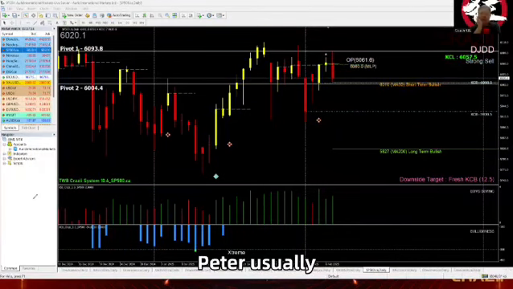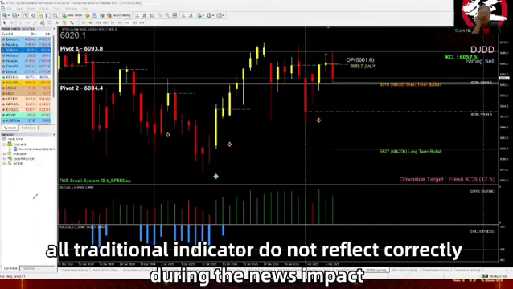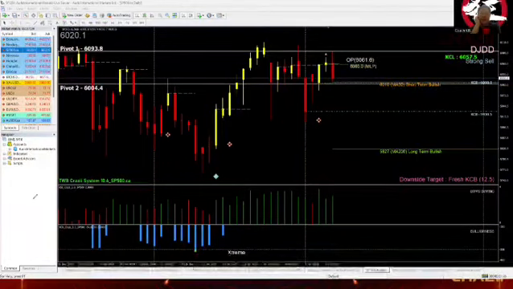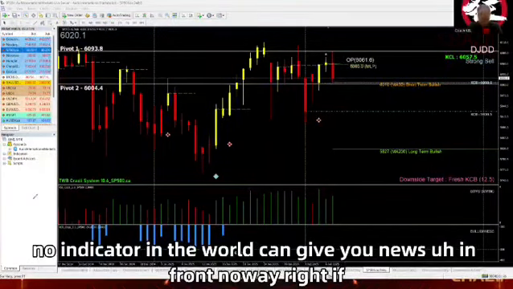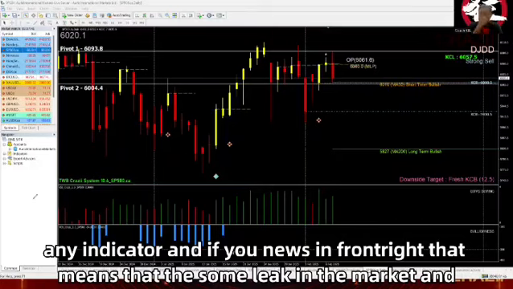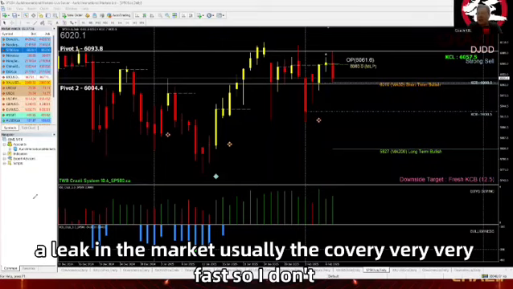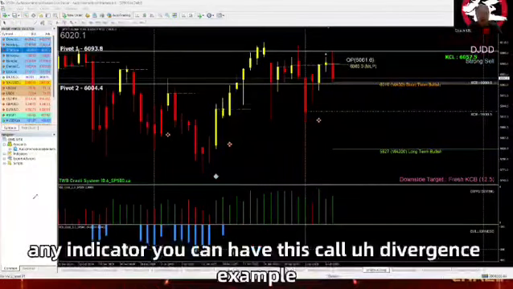Okay, Peter. Usually, all traditional indicators do not reflect correctly during the news impact. May I know how the crazy indicator potentially works? Okay, that's a good one. First of all, no indicator in the world can give you news in front. No way. If there's any indicator that gives you news in front, that means there's some leak in the market, and if there's a leak in the market, usually they'll cover it very, very fast. So I don't think there's any indicator.